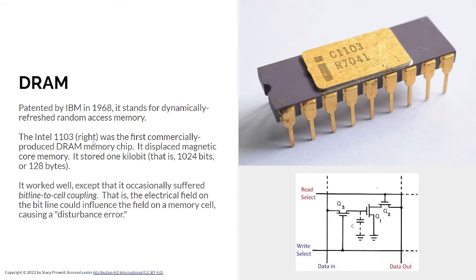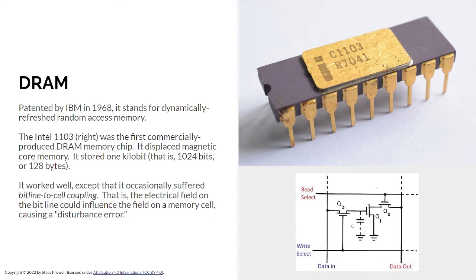Dynamic random access memory was invented the same year as me, 1968. That's when it was patented. And the Intel 1103 was the first one. You can see a picture of it over there on the right. First commercially produced DRAM memory chip. It displaced the magnetic core memory that had been used up to then. And it stored 1 kilobit. I said bit. So that's 1024 bits. In other words, that RAM holds 128 bytes of memory, which should be enough for anybody.